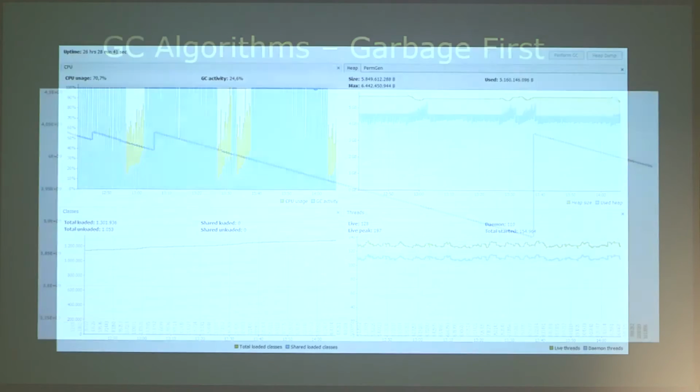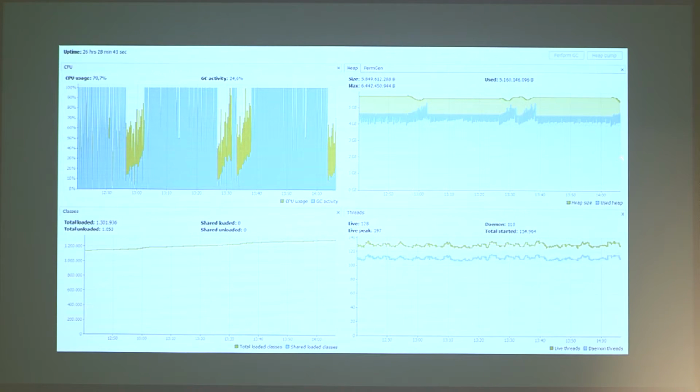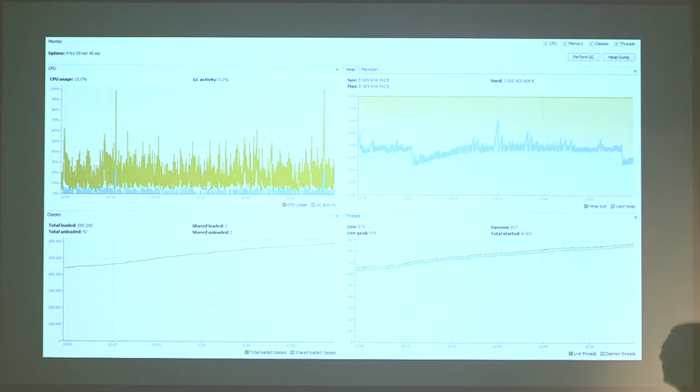Not only that, you remember from earlier that we had problems with our application, very, very big problems. So by changing just the garbage collector algorithm, we managed to achieve this. This is really, really good. Garbage collector activity at practically 0%. 13% of CPU usage, and the state of our heap memory was very, very satisfying.